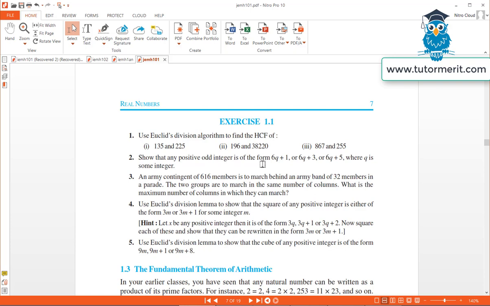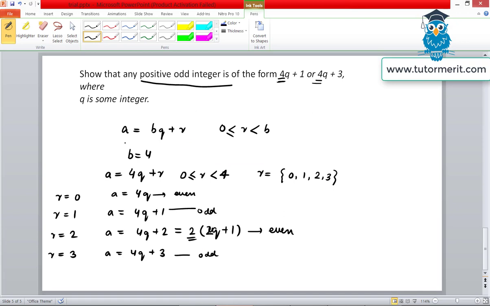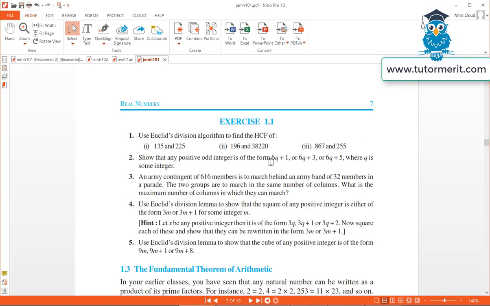So show that any positive integer is of the form 6q plus 1, 6q plus 3, 6q plus 5, where q is some integer. Here, if you remember, I'll put b is equal to 6. As soon as I put b is equal to 6, this becomes a is equal to 6q plus r, and my r could take values 0, 1, 2, 3, 4 and 5. When you expand like this, you'll realize that 0, 2 and 4 all give me even values. So the others will all give me odd values. So this should solve your problem here. 6q plus 1, 3 and 5 will be all positive odd integers.